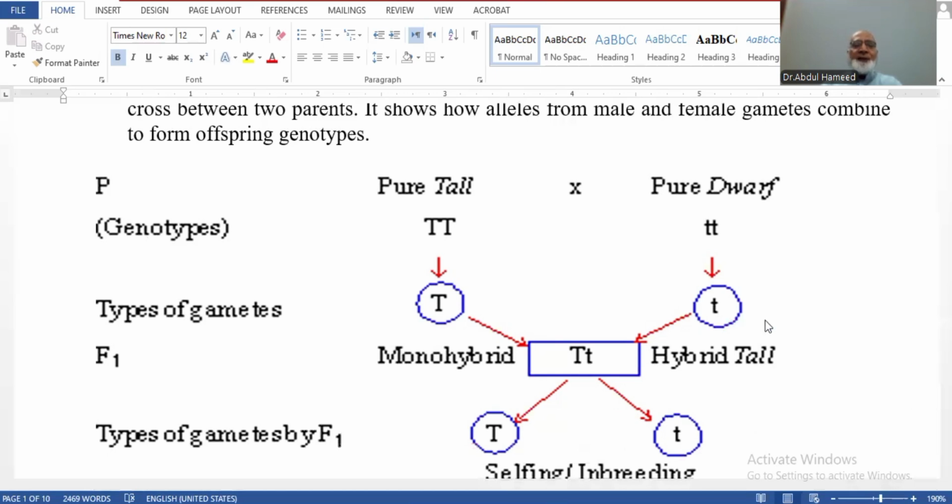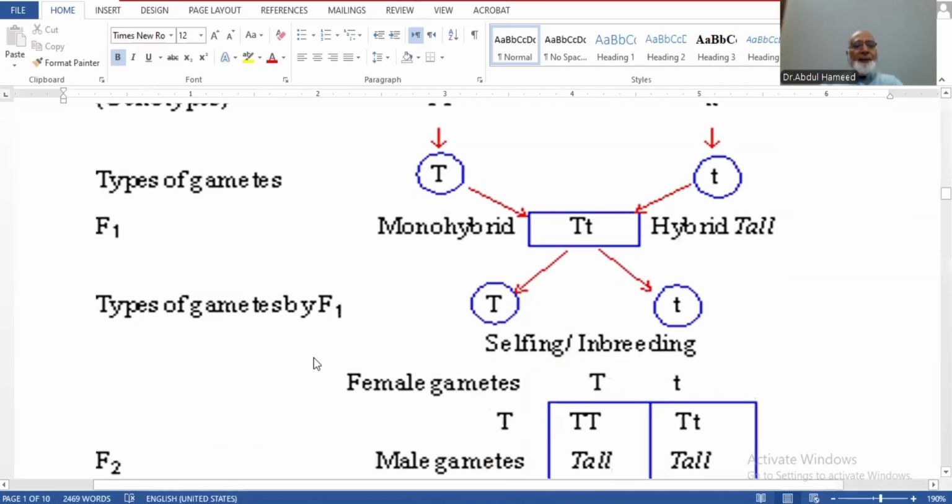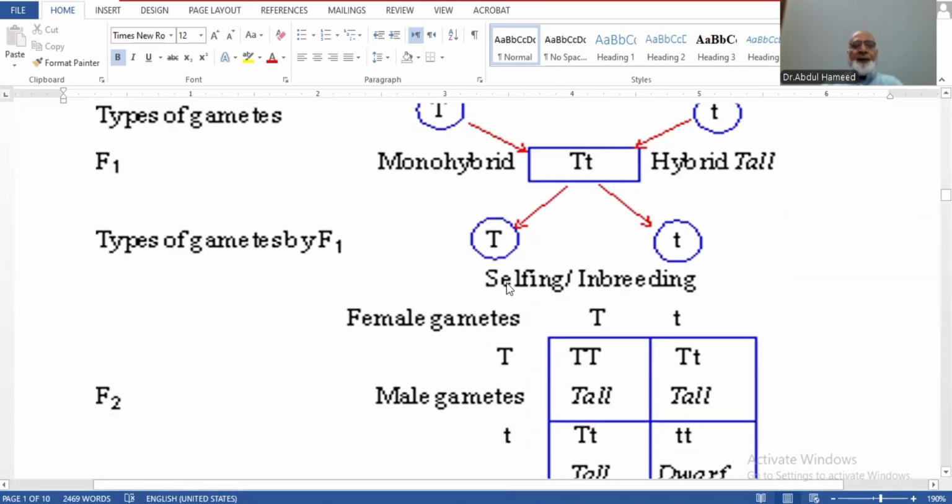There is a tradition in genetics: whenever we have a symbol encircled, it means we are considering a particular gamete only at that time. F1 generation monohybrid, capital T, small t. It has both the alleles, so it is hybrid and tall. And types of gametes, if we make selfing, the F1 generation will be able to produce two gametes, capital T, small t, because this individual has both the alleles.